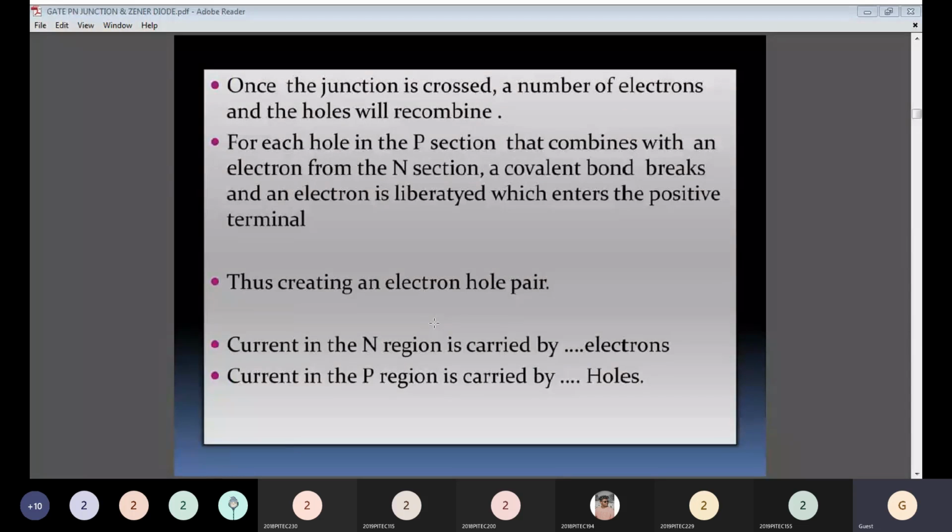Once the junction is crossed, a number of electrons and holes will recombine. For each hole in the P section, it has to combine with an electron from the N section. A covalent bond will break and an electron is liberated, which enters the positive terminal, thus creating an electron hole pair. You just make a note of this.